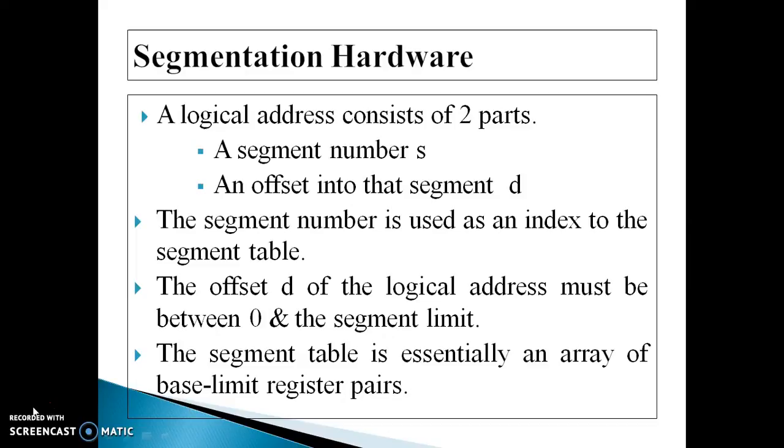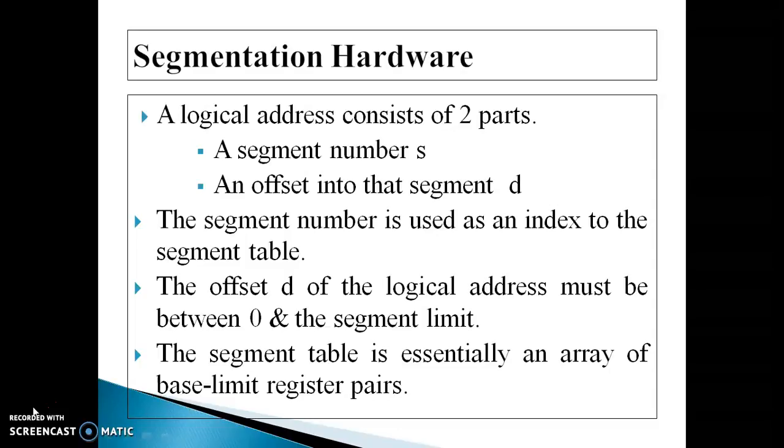If the offset D of the logical address is not in the range of the limit, then we trap to the operating system. When an offset is legal, it is added to the segment base to produce the address in physical memory of the desired byte. So, the segment table must have an array of base limit register pairs.